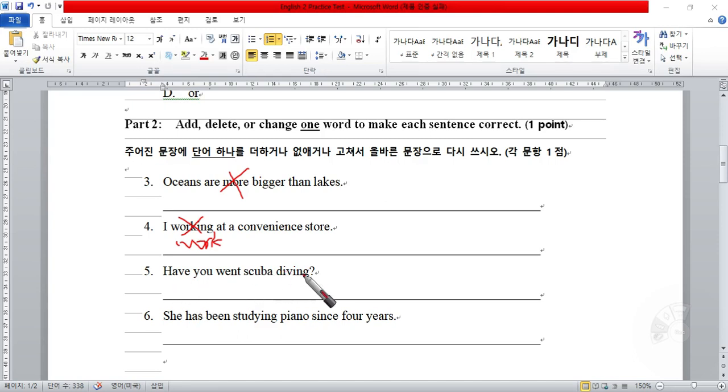Have you gone scuba diving? She's been studying piano for 4 years. Okay. All right, so those are the answers there.